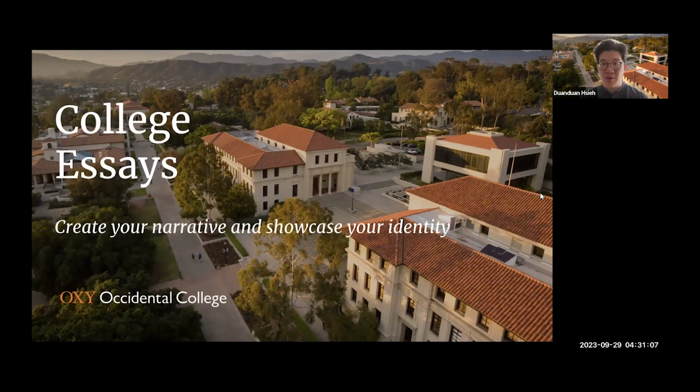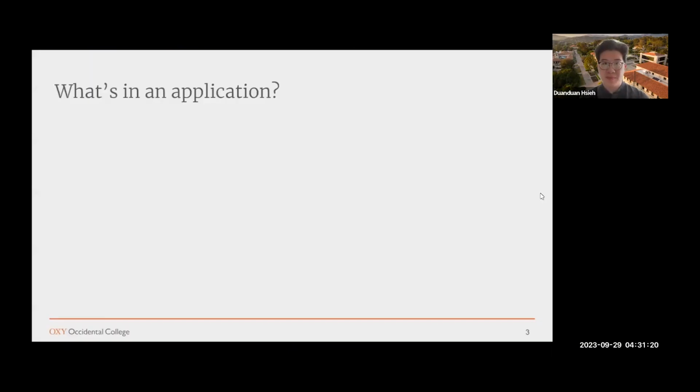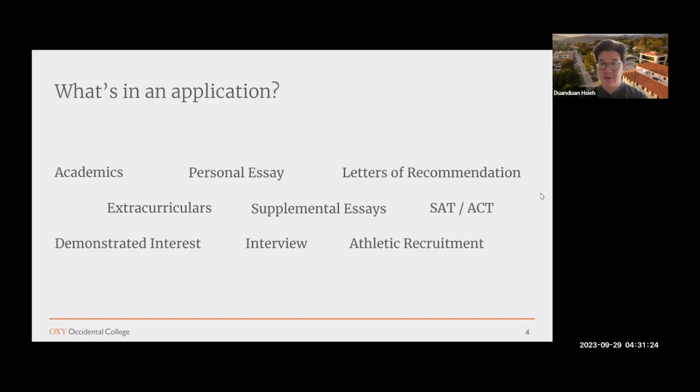Today, I'm going to walk you through what we're looking for in a college essay, how to create your narrative and showcase your identity, and truly understanding what the Common Application essays are asking for. So let's start off with what's in an application. There's a lot of things.